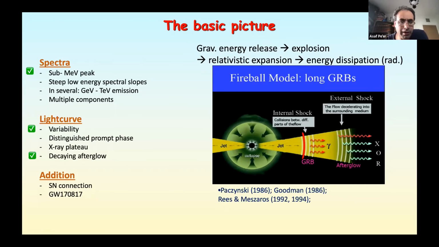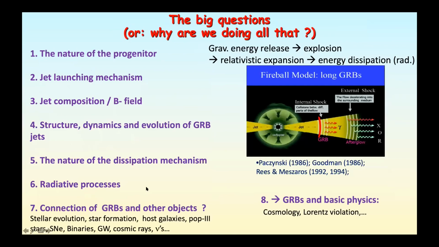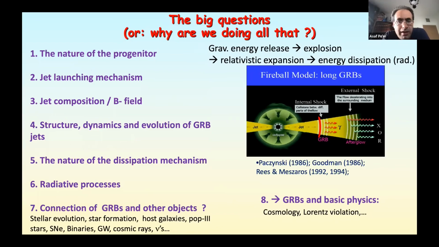And that's an important thing because there are a lot of details which are uncertain. And that leads to the big questions which we want a model to answer. Why are we doing all that? And the big questions which the model by itself does not answer, we need to rely on other things, are one, the nature of the progenitor, and then the mechanism for jet launching, the composition of the jet, and the importance of magnetic field in it, which is of course related to the jet launching mechanism.